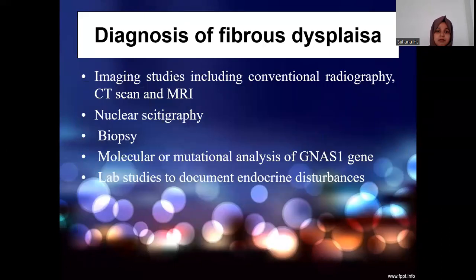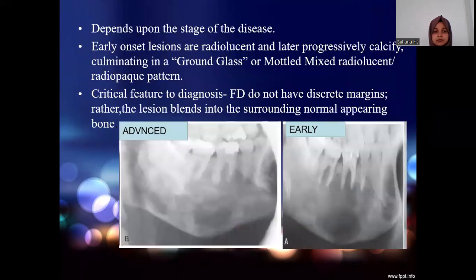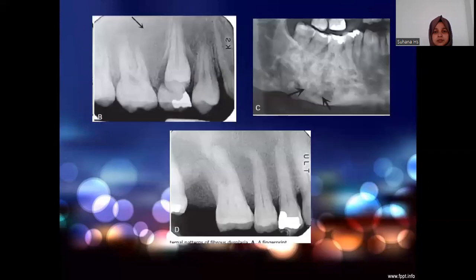Diagnosis of fibrous dysplasia is mainly based on CT scan, MRI, conventional radiograph, nuclear scintigraphy, and biopsy. Then the mutational analysis of the GNAS1 gene, and lab diagnosis of endocrine disturbances. These are the radiographic features. In the early stage of the lesion, it appears as a ground glass appearance or mottled mixed radiolucent or radiopaque pattern. Then the critical feature for diagnosis is that it does not have a discrete margin.